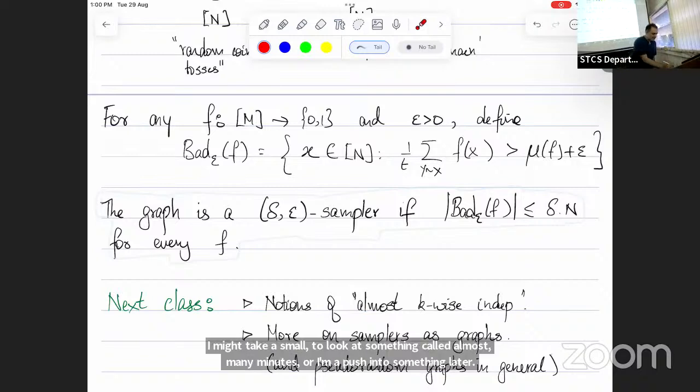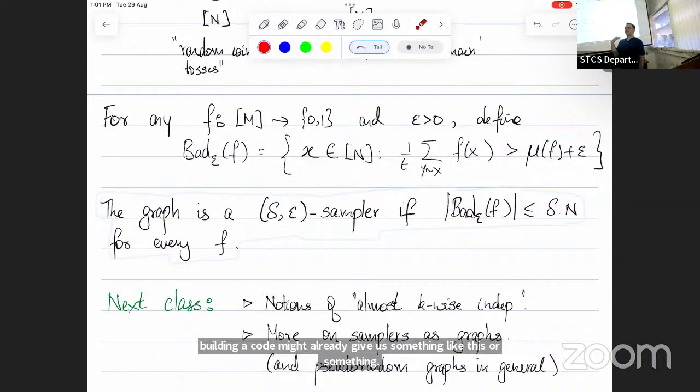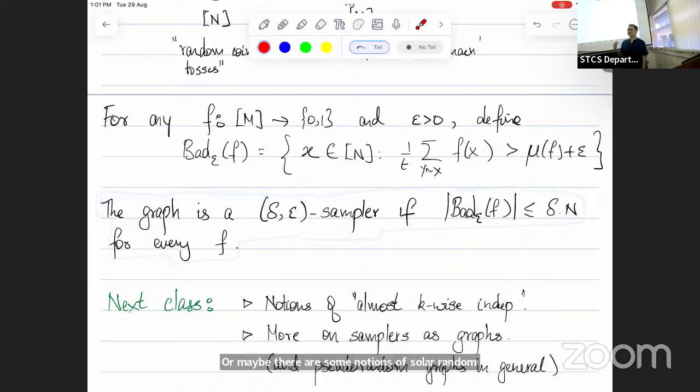But what we will start looking at is samplers as graphs, and ask ourselves: what are some necessary conditions such that if I know the graph has this property, it will turn out to be a good sampler because of this property? For example, one of the things that came up earlier was that, if you're thinking about building hash families, building a good code was very similar to building hash families. And we just saw that if we build a hash family, we get a sampler. So maybe some necessary requirement for building a code might already give us something like this. Or maybe there are some notions of pseudorandom graphs that we may be interested in. So ABC codes will give rise to such.